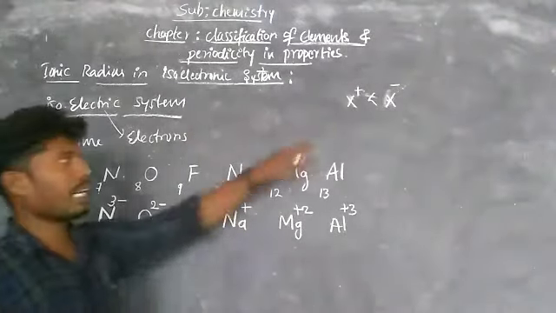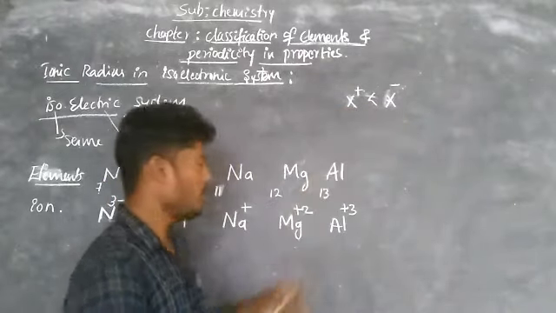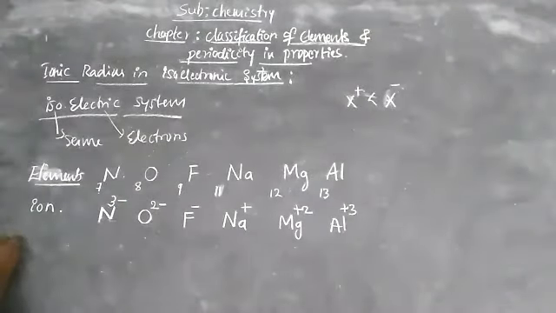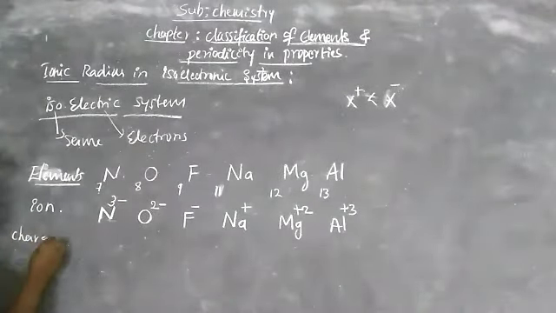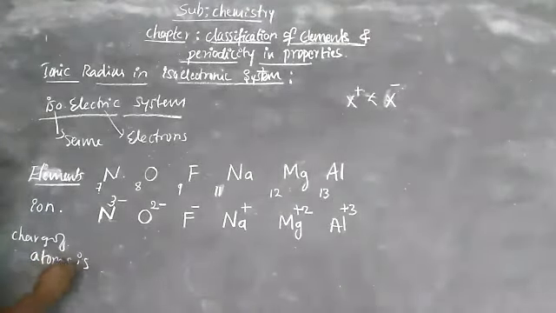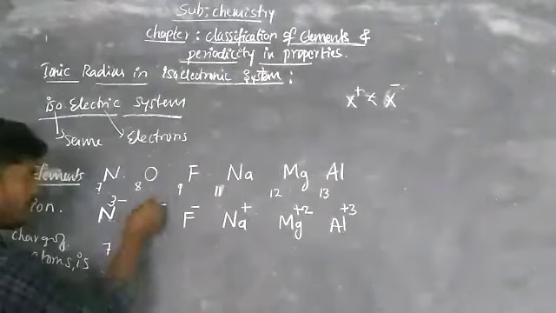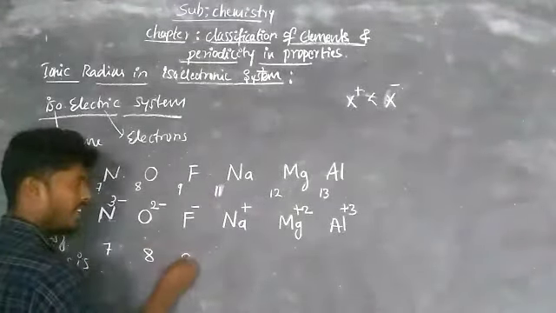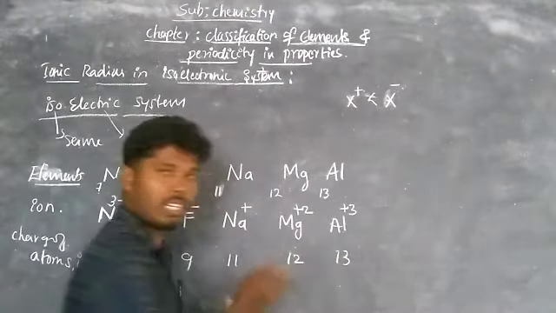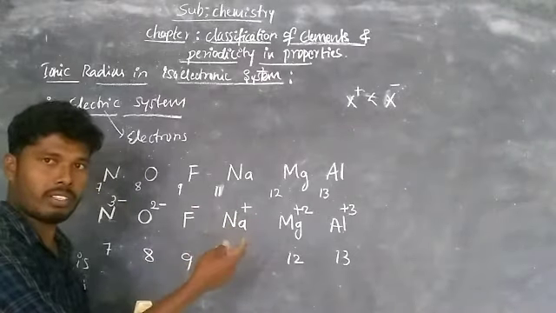Now observe what it says in ionic radii. The ionic radius of cations is less than the ionic radius of anions. So these cations have less ionic radius than these anions. The nuclear charge is nothing but the atomic number. What is the atomic number of nitrogen? 7, oxygen 8, fluorine 9, sodium 11, magnesium 12, and aluminum 13. The nuclear charge remains the same, but the number of electrons changes.